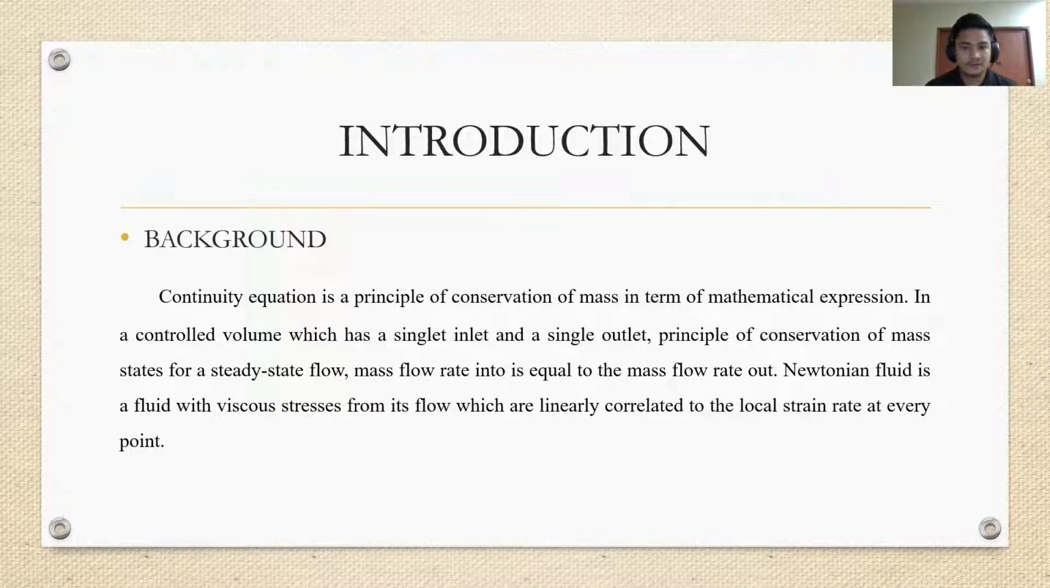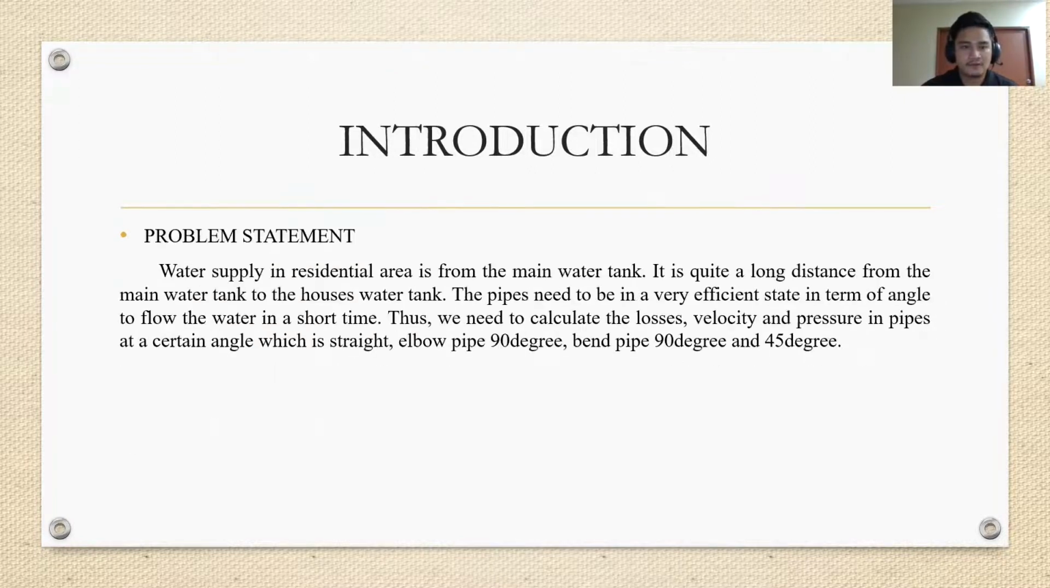Newtonian fluid is a fluid with viscous stresses from its flow which are linearly correlated to the local strain rate at every point. Next, for the problem statement, water supply in residential area is from the main water tank. It is quite a long distance from the main water tank to the house's water tank. The pipes need to be in a very efficient state in terms of angle to flow the water in a short time. Thus, we need to calculate the losses, velocities, and pressure in pipes at a certain angle, which is straight, elbow pipe 90 degree, bend pipe 90 degree, and 45 degree.